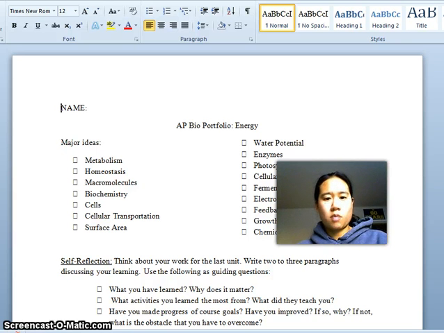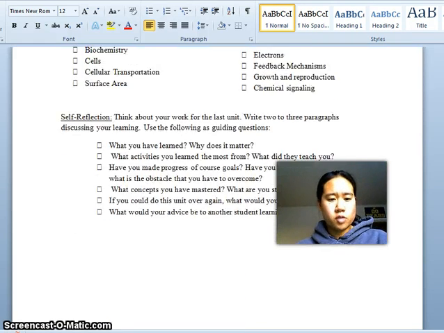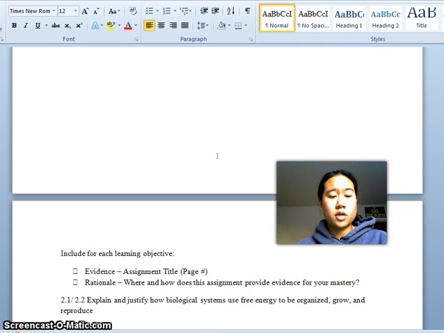Here I'm going to hit on, again, our portfolio. Here are some of the major ideas, things from metabolism, periodism, chemical signaling, and behaviorism. Don't forget your self-reflection when you have this sheet, but I also wanted to hit on the learning objectives.